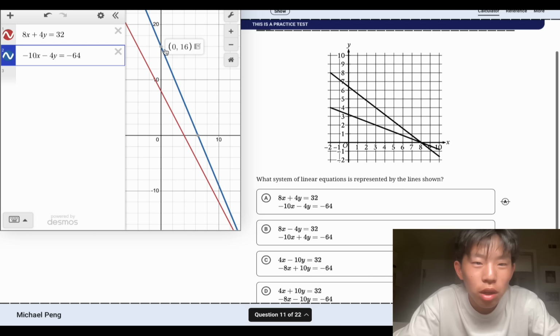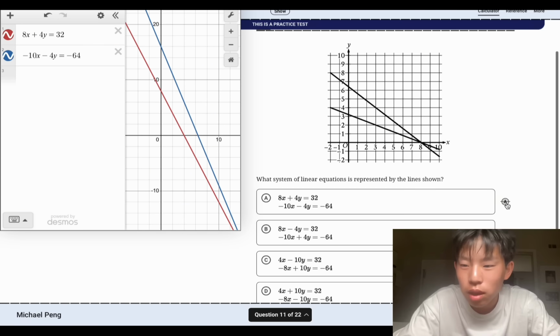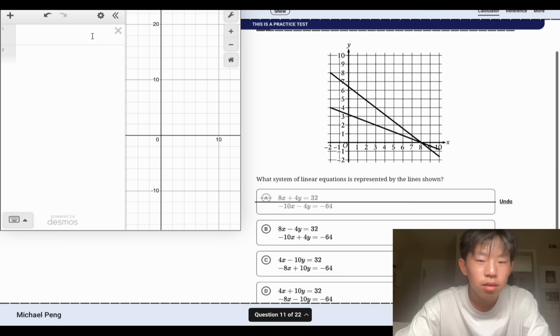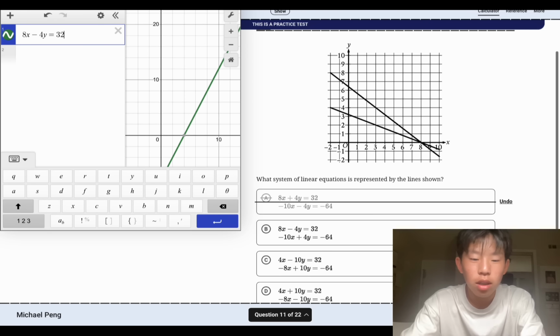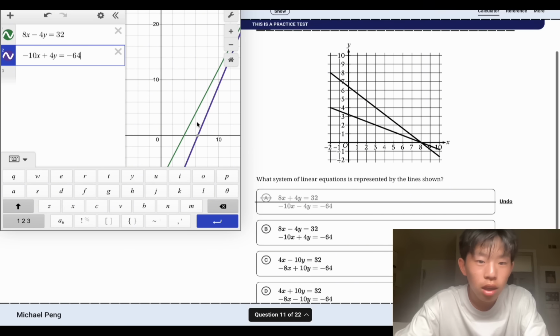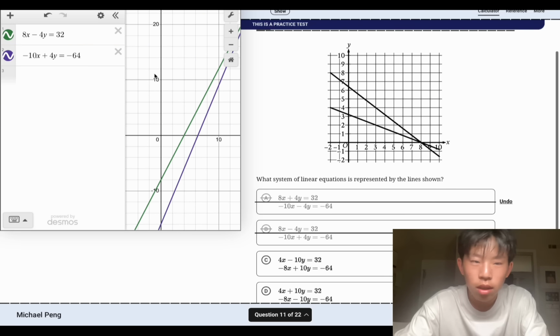Anyway, and this one intersects with 0 and 16. So it means that this one can't be right because these y-intercepts are not the same. 8x minus 4y equals 32. Negative 10x plus 4y equals negative 64. This one has nowhere near the same slope as this one, so it can't be this one either.